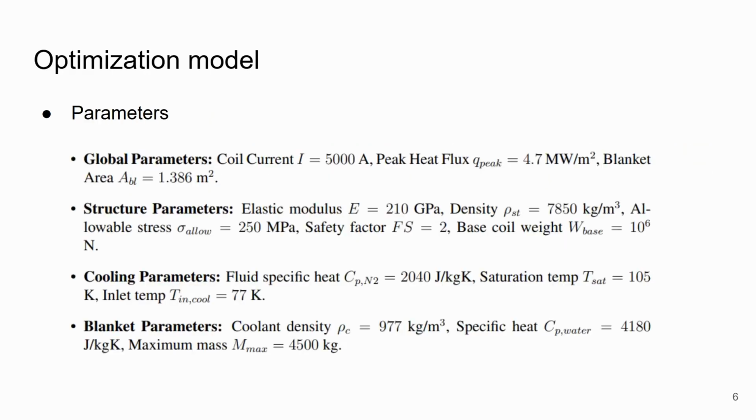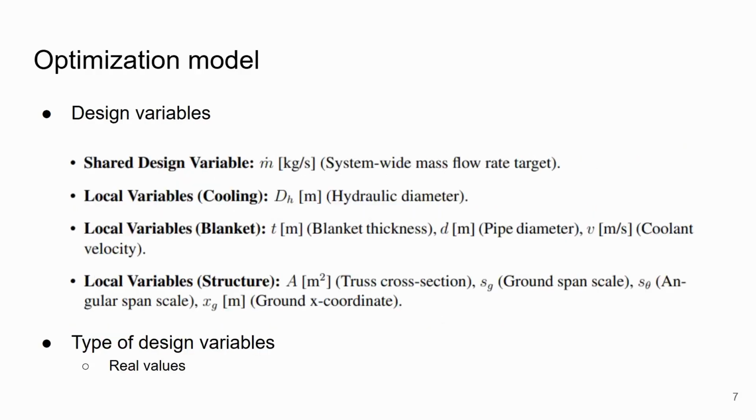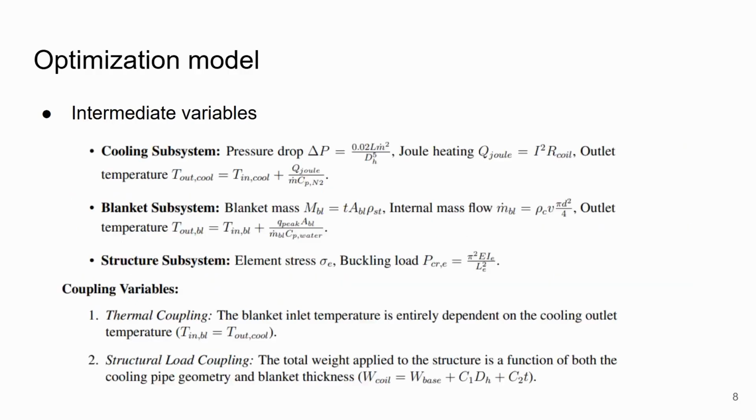The parameters are as followed. The shared and local design variables were as followed. All the design variables were real values. The intermediate and coupling variables were as followed. There were mainly two coupling variables. One was thermal coupling, indicating that the blanket wall inlet temperature is identical to the outlet temperature of the cooling subsystem. The other was the structural load, which was governed by the dimensions of the cooling and blanket wall subsystems.